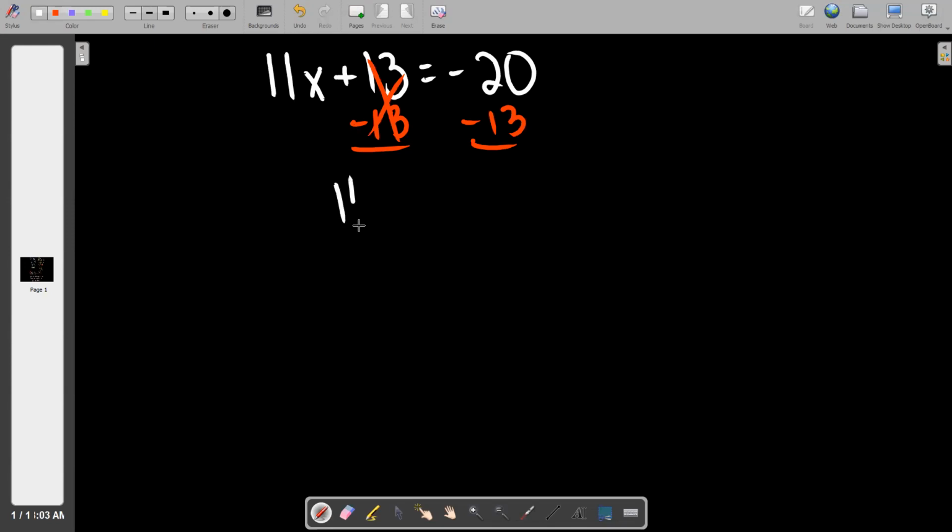Drop your 11x, drop your equals, negative 33. Last step, of course, divide by 11, and you are done.